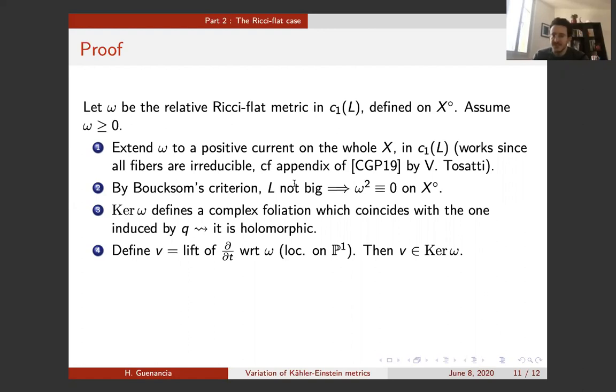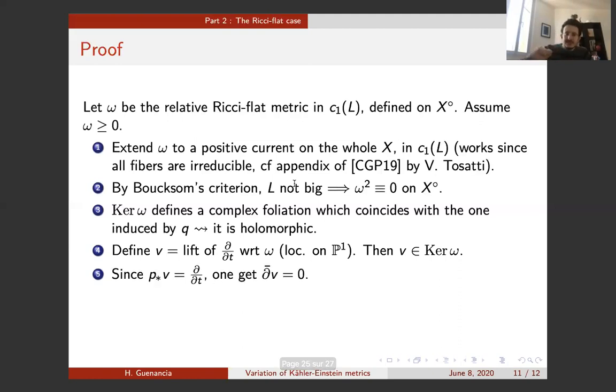And again, a very simple computation shows you that not only is it transverse to the fibers, but it actually annihilates omega, in the sense that it belongs to the kernel of omega. And because it's never 0, it actually directs, at every point where it's defined, the kernel of omega. So we have that foliation, the kernel of omega, which is holomorphic, and we have that smooth vector field that lifts d by dt. That's maybe not holomorphic, but it directs this holomorphic foliation.